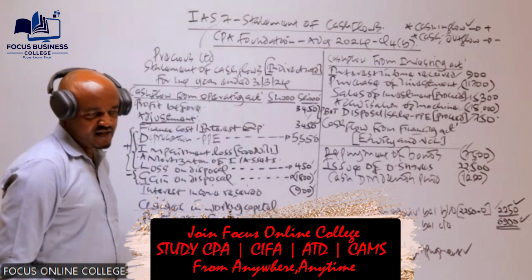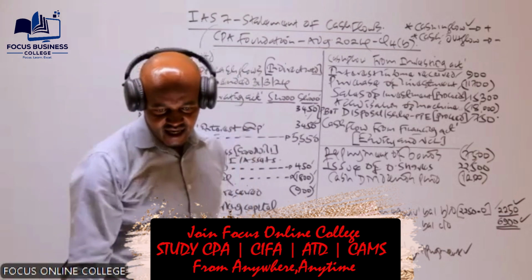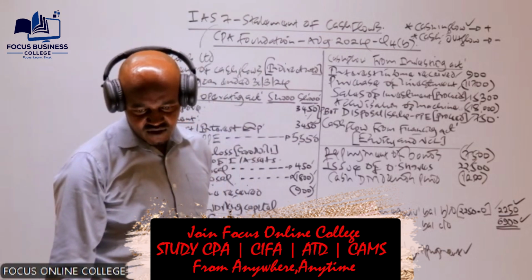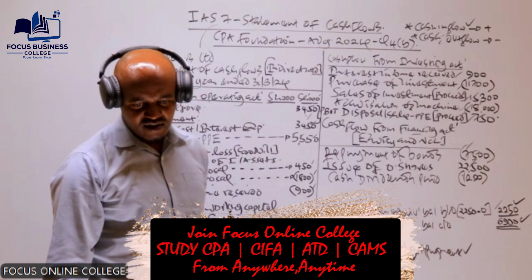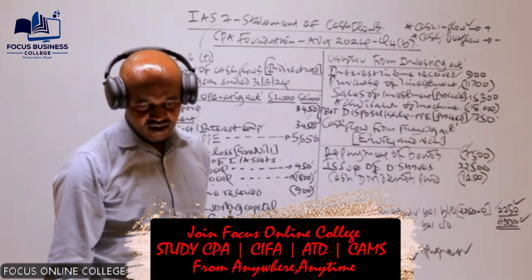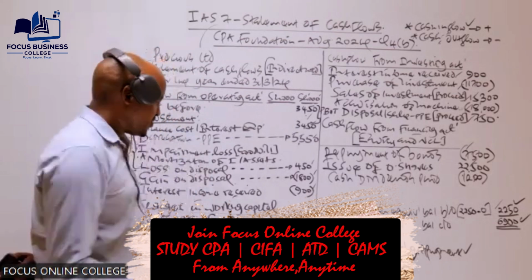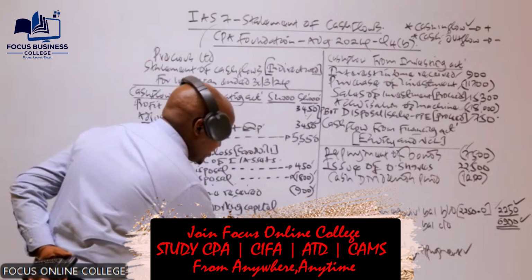I'm waiting for the answer. I'm not getting the answer here. Please give me the answer. I'm saying under the current assets, below cash, we have prepayments. It is positive, yeah, it is positive.